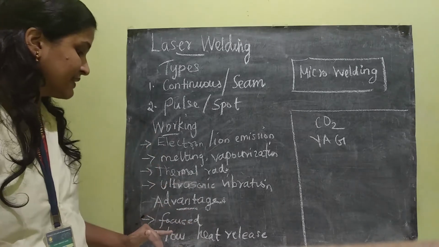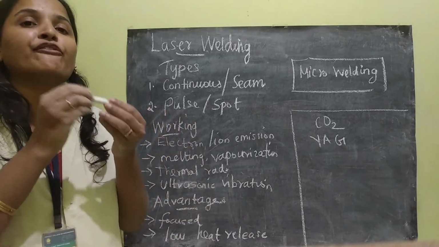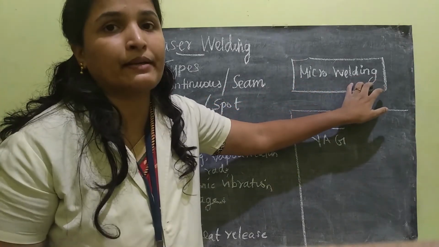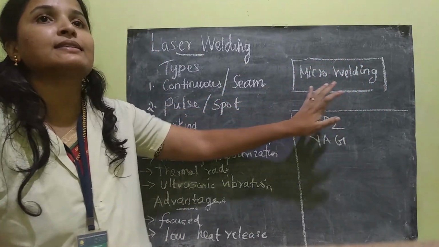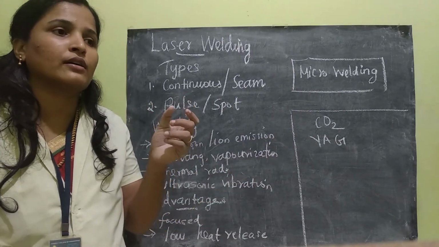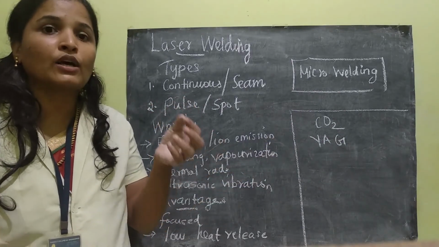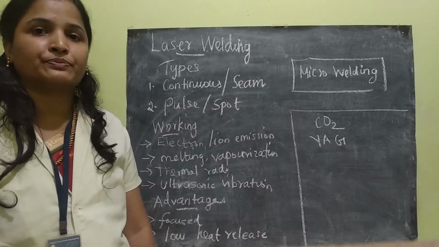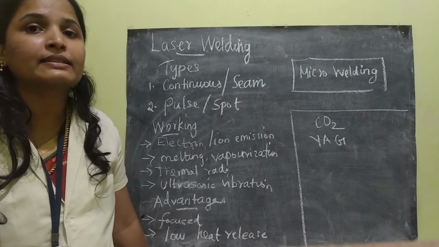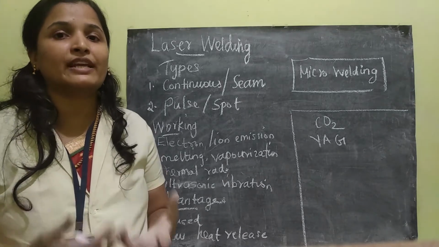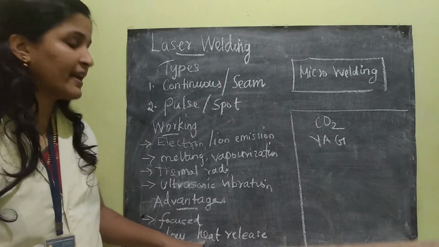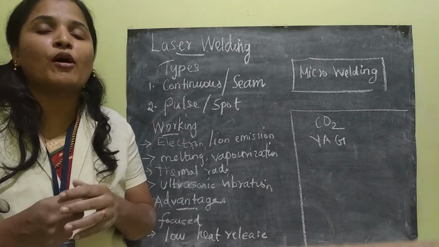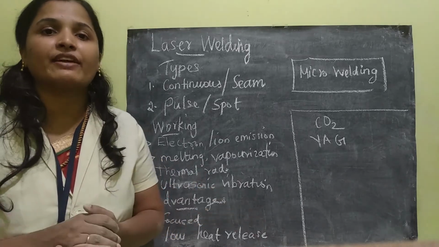The advantage is, since we are using a focused light beam, we can achieve micro welding. Micro welding means the thickness may be of millimeters, and even that part the welding process can be achieved. Another advantage is the heat production is very low. Low heat release takes place because of this micro welding process. The amount of heat released is very low.